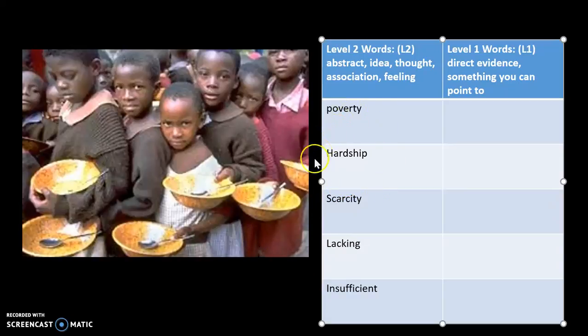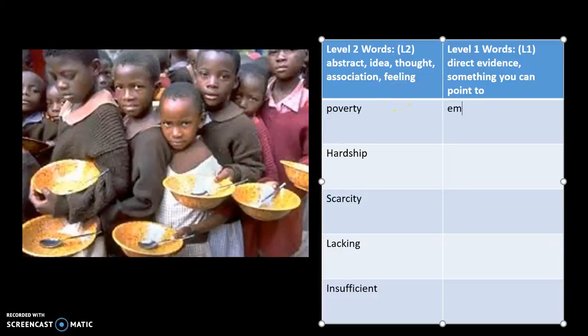In this case, we have all synonyms. Remember, those are words with similar meanings. So our evidence is probably going to be the same throughout. We can do a little trick there. When I think about poverty, hardship, scarcity, lacking, insufficient, think about some of the evidence that you see that would support those L2s.